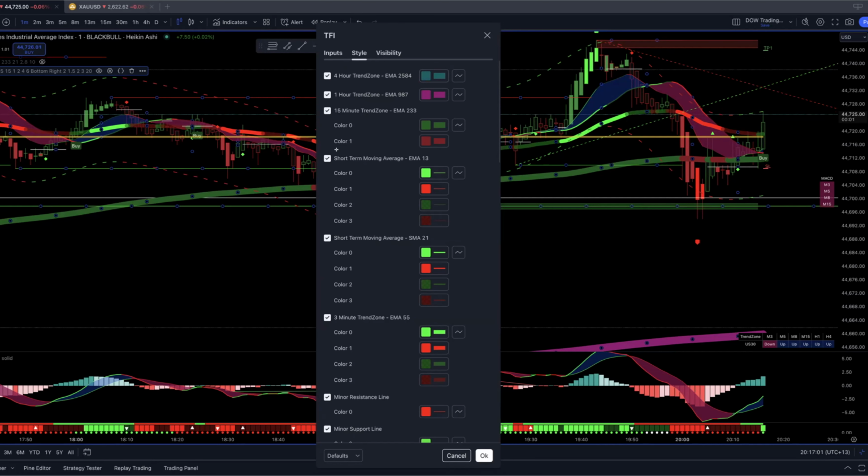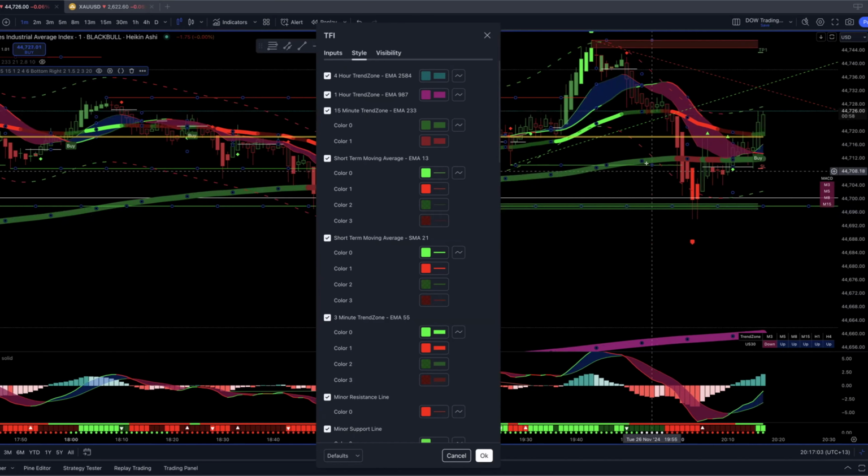Then the 15-minute one, you can see that trailing below here. It's green at the moment, red and then green. That is an EMA 233. So that's another fib number. That 233 is very strong. And that's basically where the 15-minute trend zone is on the M1.